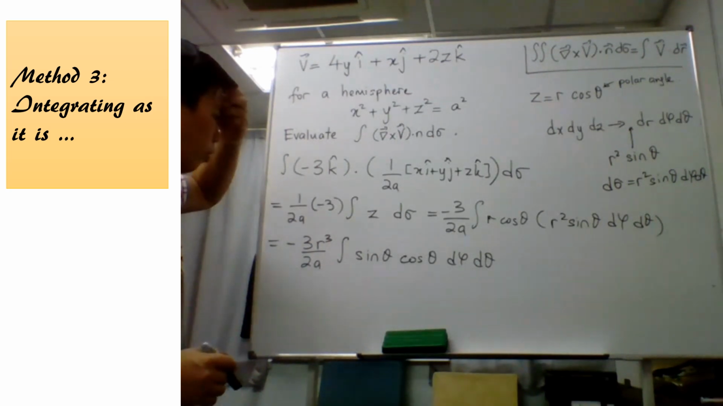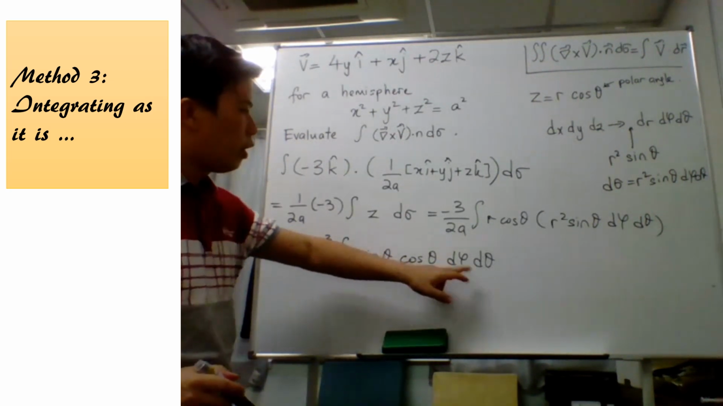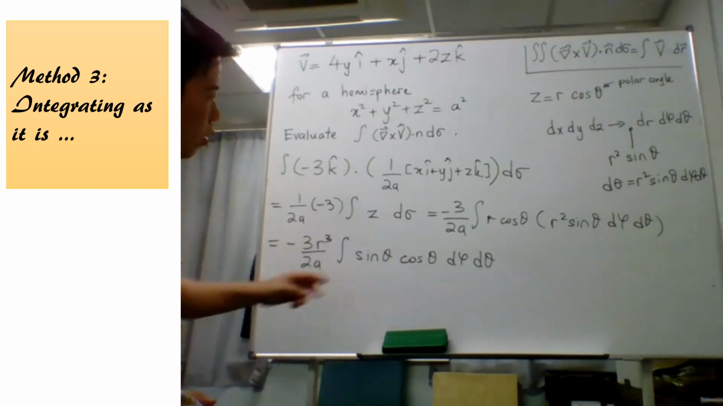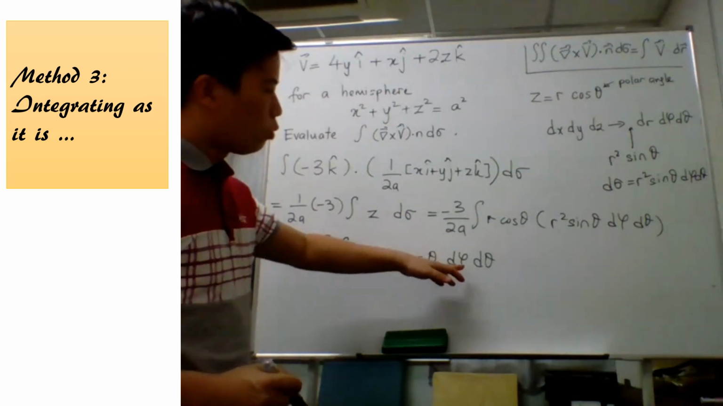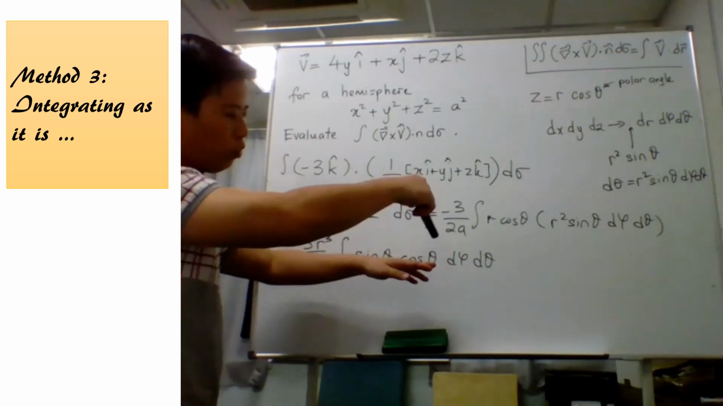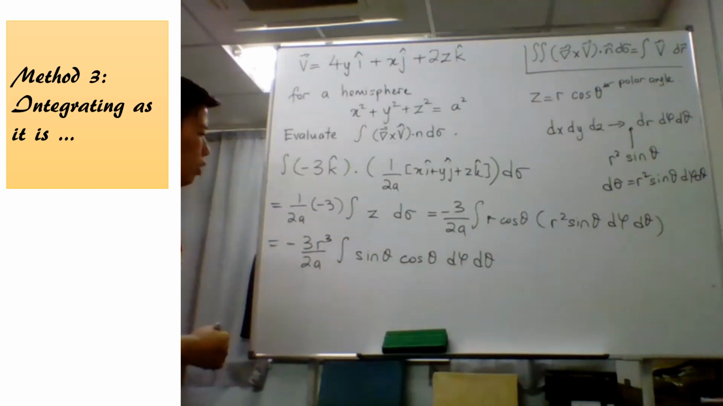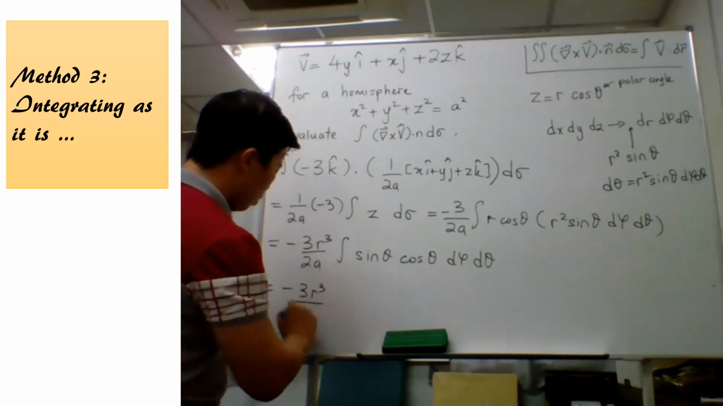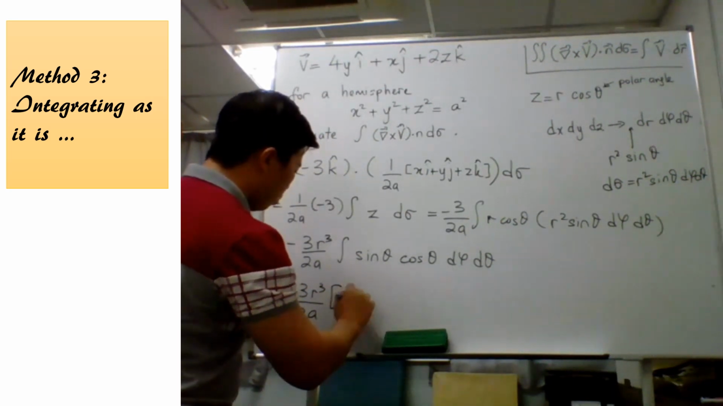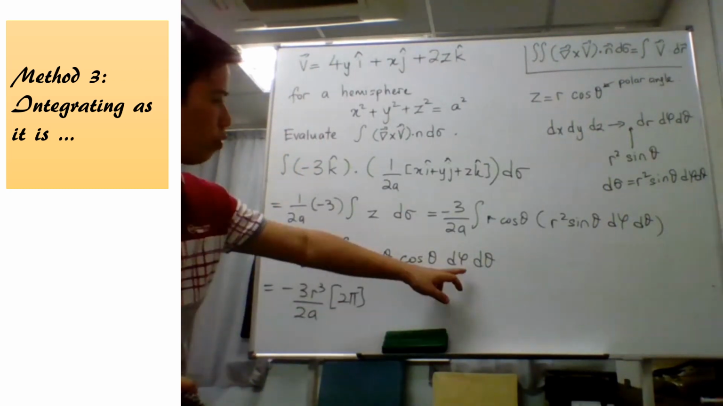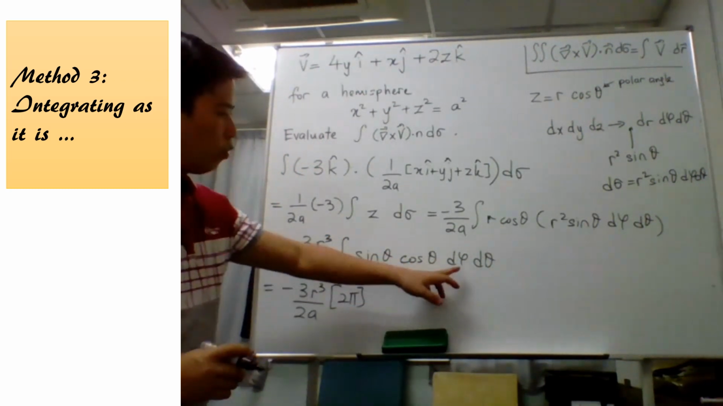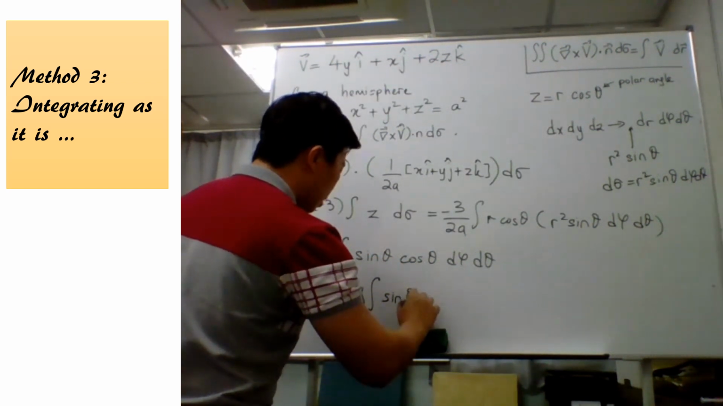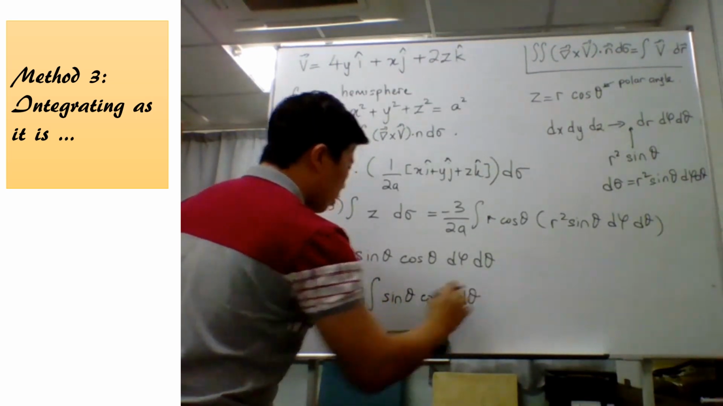So now you have integration over phi and theta. There is no dependence on phi here, so it's easier to solve it first. And phi is your azimuth angle, so on your xy plane you are going to go from 0 to 2 pi, right? So here you will have minus 3r to the power of 3 over 2a, and here you have 2 pi for the phi, for the integration over the azimuth angle. And here you have sine theta cos theta d theta.